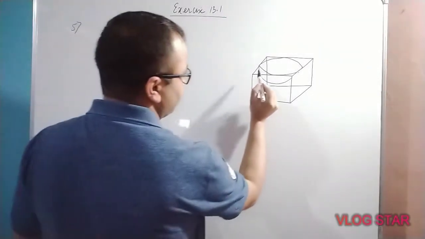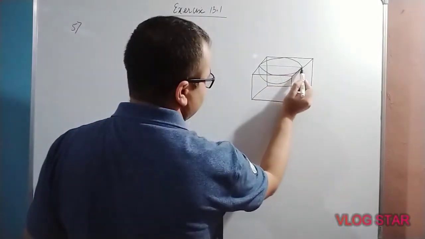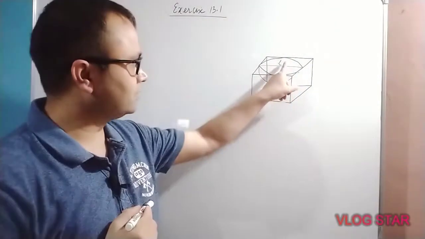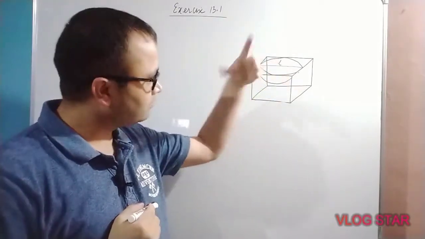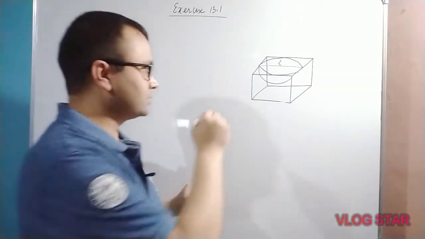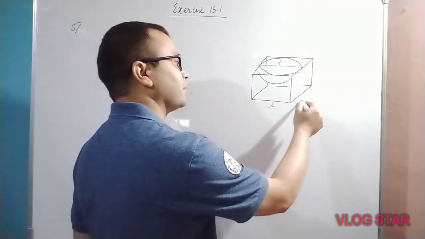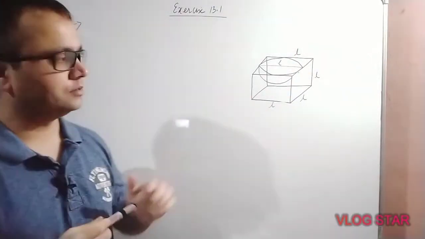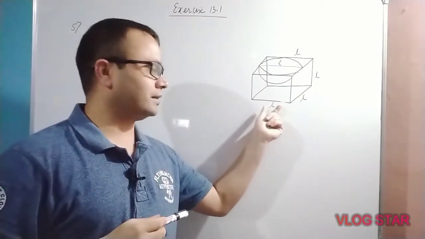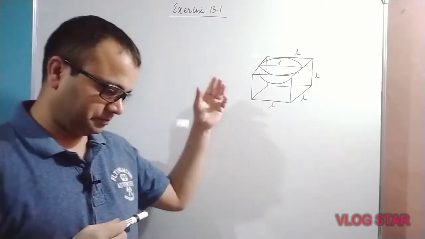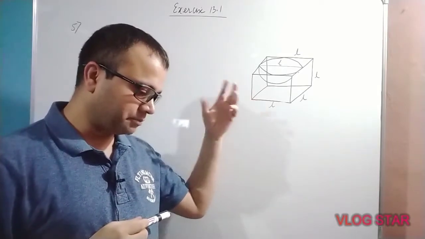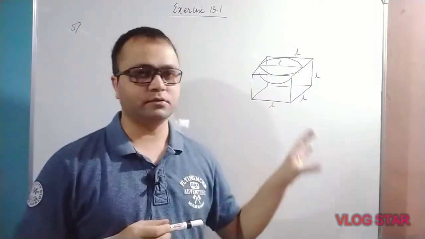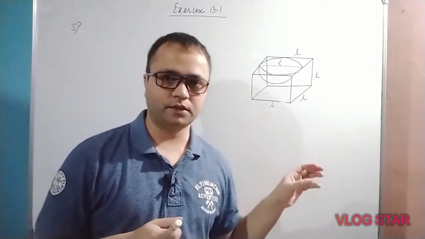Now the diameter of the hemisphere is L, small letter L. So what will be the edge of the cube? The edge of the cube is equal to the diameter of the hemisphere, meaning each edge length is L. Determine the surface area of the remaining solid. Now we need to calculate the surface area of the remaining solid.